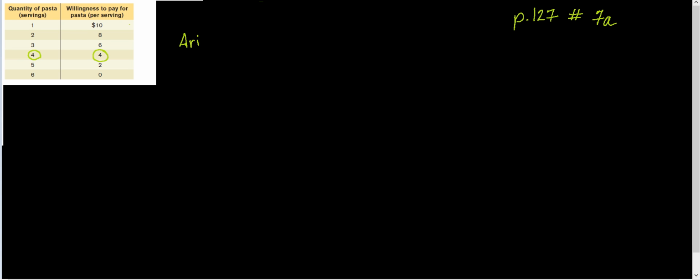In this video, I'm going to do Krugman and Wells Microeconomics, page 127, number 7a. So in 7a, we have a character by the name of Ari who likes to eat pasta. And here we see in the table his willingness to pay for pasta per serving and the quantity of pasta in terms of servings that he orders at that price.